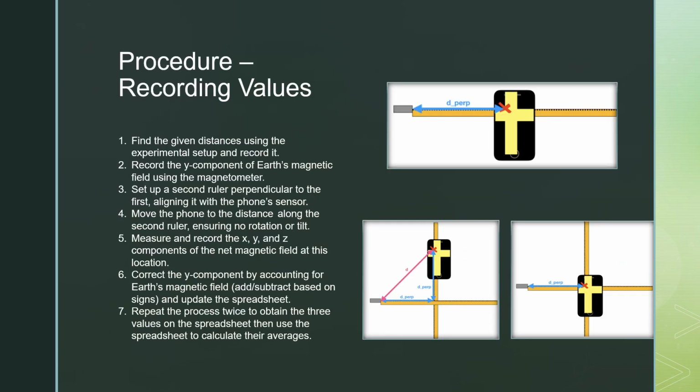Next, we recorded the magnetic field values at specific distances. We found the distance where the net magnetic field was 100 microtesla and recorded it. We measured the y component of Earth's magnetic field using the magnetometer.